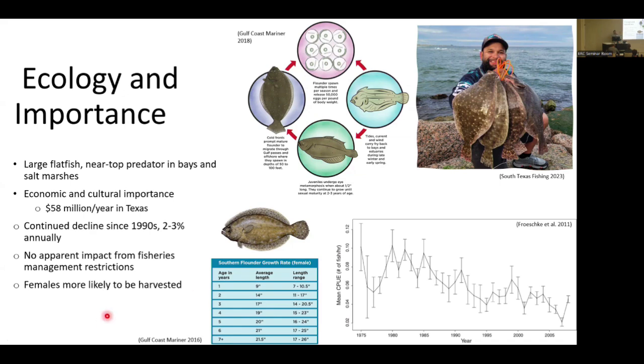However, these guys are not doing too hot in the wild right now. Based on wild catch rates, we're seeing those populations decline pretty gradually, about 2 to 3% annually since the late 90s. This is despite repeated restrictions on fisheries, including multiple seasons, tighter bag limits, size limits, etc. And it's compounded by the fact that females are larger than the males and far more likely to be harvested. They're more likely to hit that 15-inch minimum size to be legally harvested.